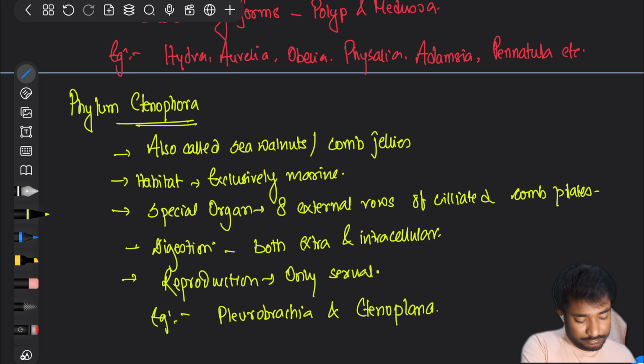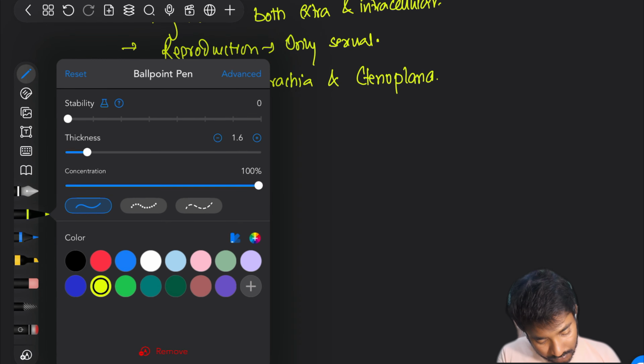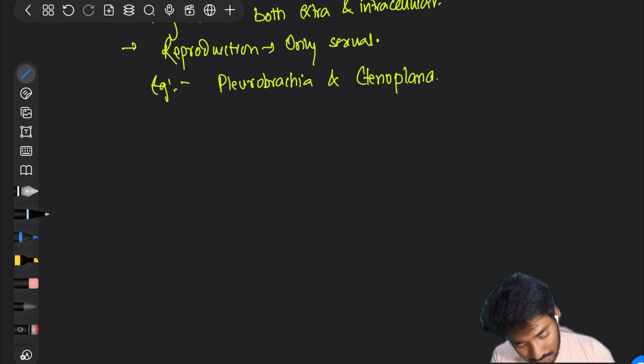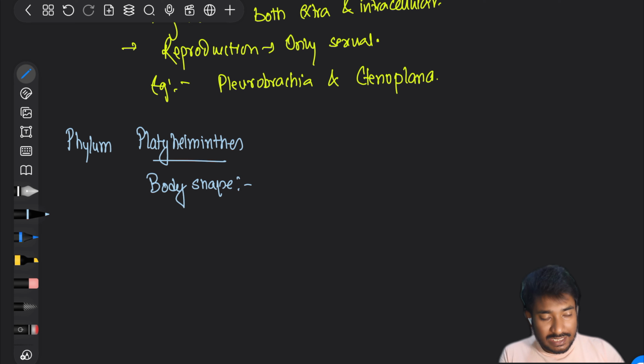Okay. So the next topic will start with Platyhelminthes. Phylum Platyhelminthes. Body shape: dorsoventrally flattened.